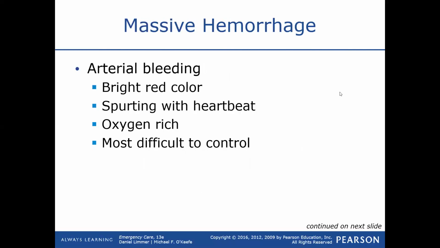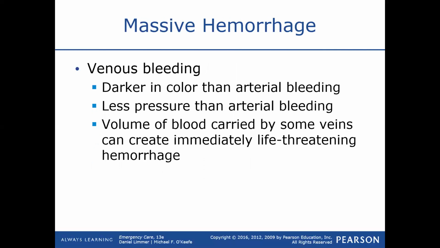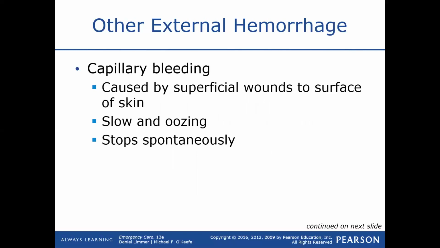So, massive hemorrhage. We're talking about arterial bleeding with the bright red color, spurting with the heartbeat, like we talked about. It's oxygen rich, and it's the most difficult to control. Again, with the venous bleeding, we talked about this a bit, but we'll hit it again. Darker color than arterial bleeding, it's less pressure, and the volume of blood carried by some veins can create immediately life-threatening hemorrhage. And capillary bleeding is just pretty easy to deal with.